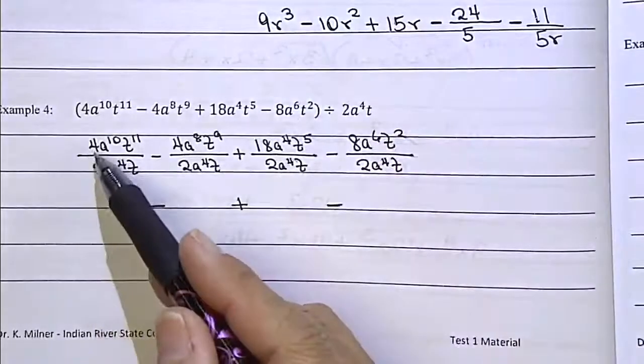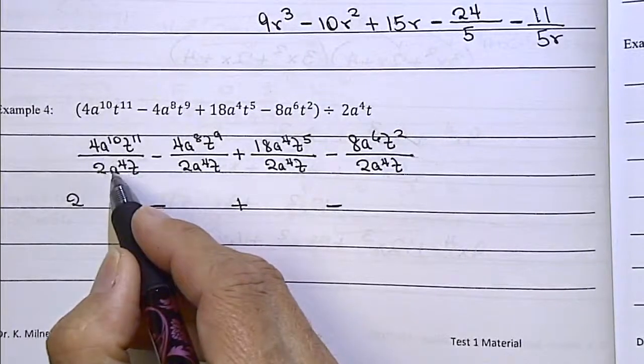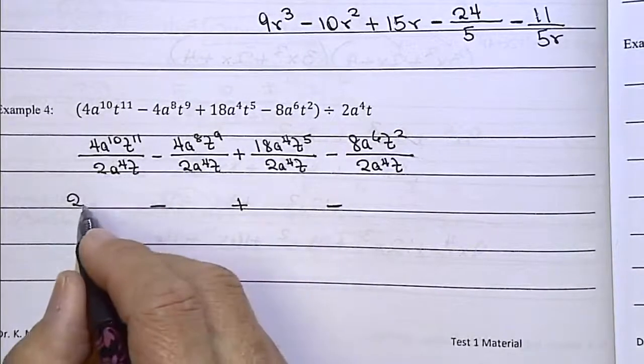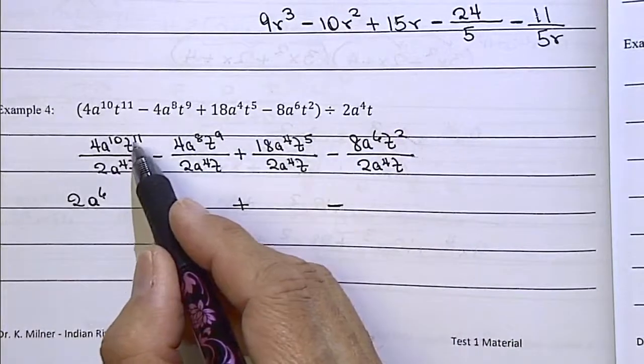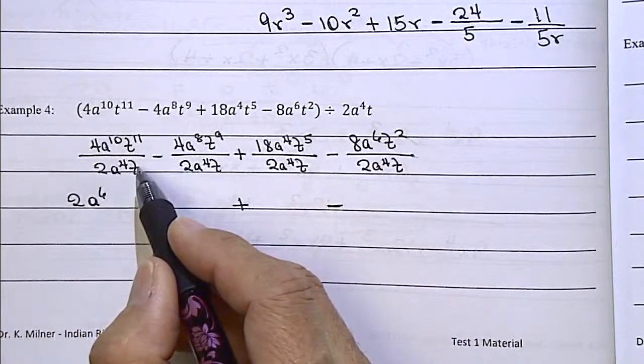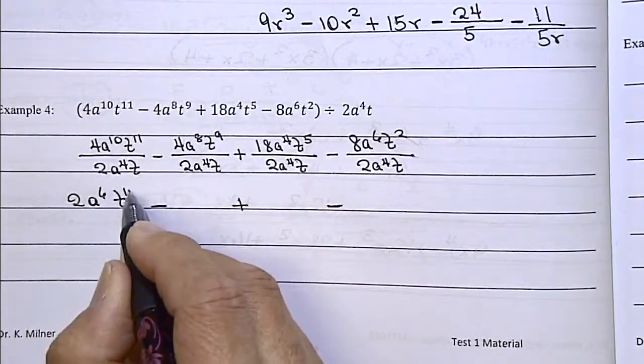All right, so 4 divided by 2, a to the 10th divided by a to the 4th. And I'm going in the numerator until you guys tell me not to. This is t to the 11th divided by t. What do you get? T to the 10th. And everything was in the numerator, wasn't it?